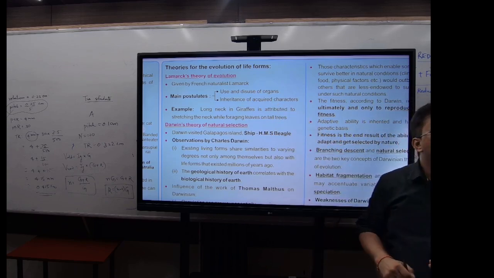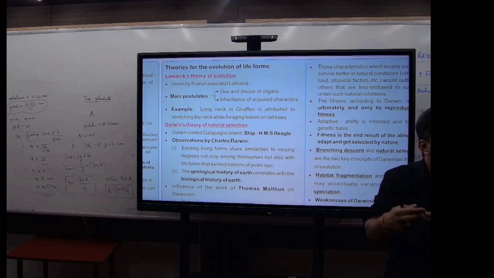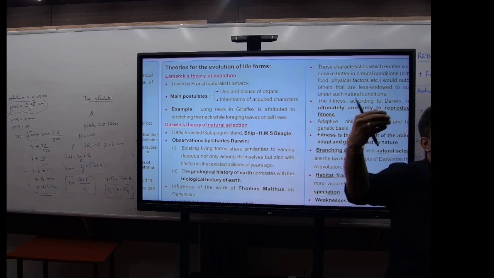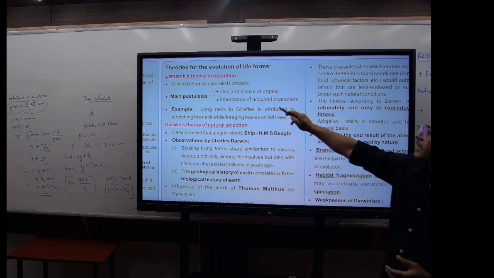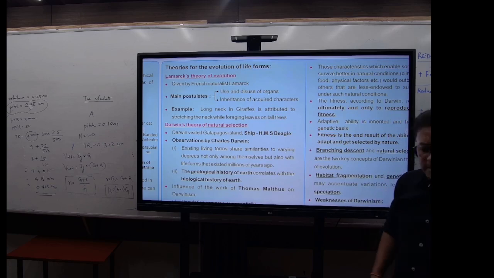Second, he said that an organism which acquired a character during its lifetime can pass on this same character to the next generation. That's what he said, inheritance of acquired characters. So, I'll give a simple example.